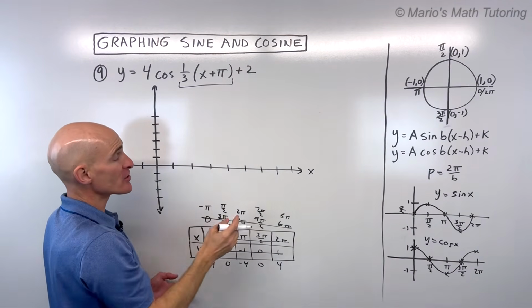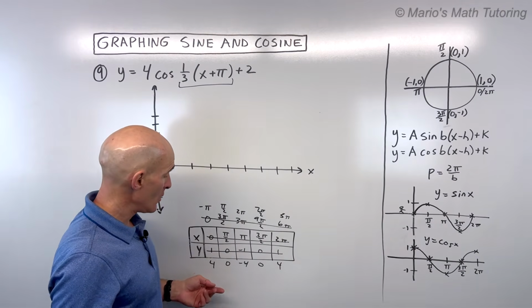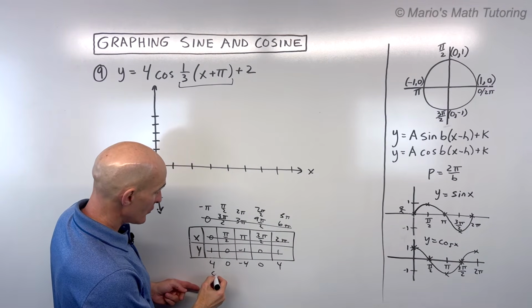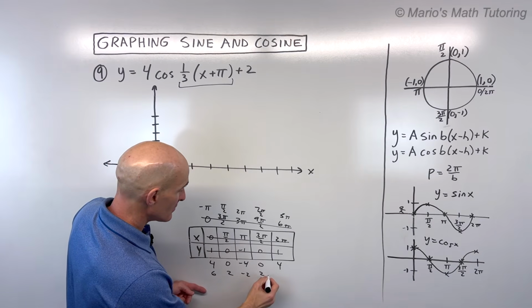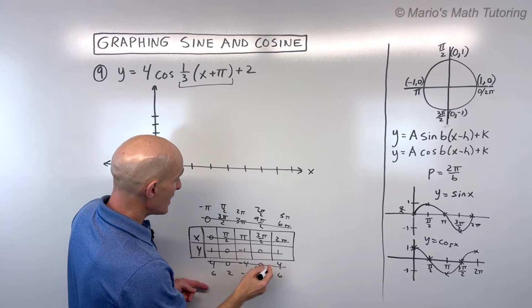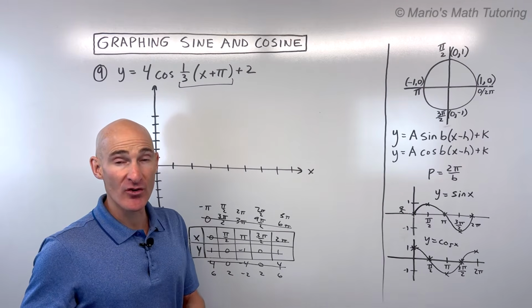Okay, now the plus 2 here is going to shift the graph up 2, which is going to affect the y value. So I'm going to add 2 to all these y values, cross out the old ones. Now these are our final points. We can graph these and get our graph.